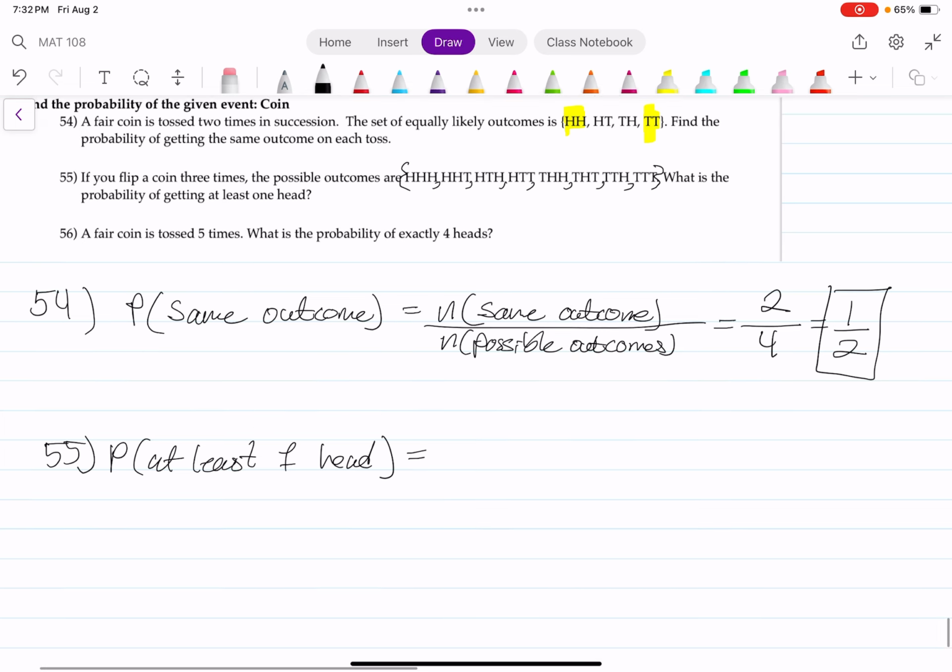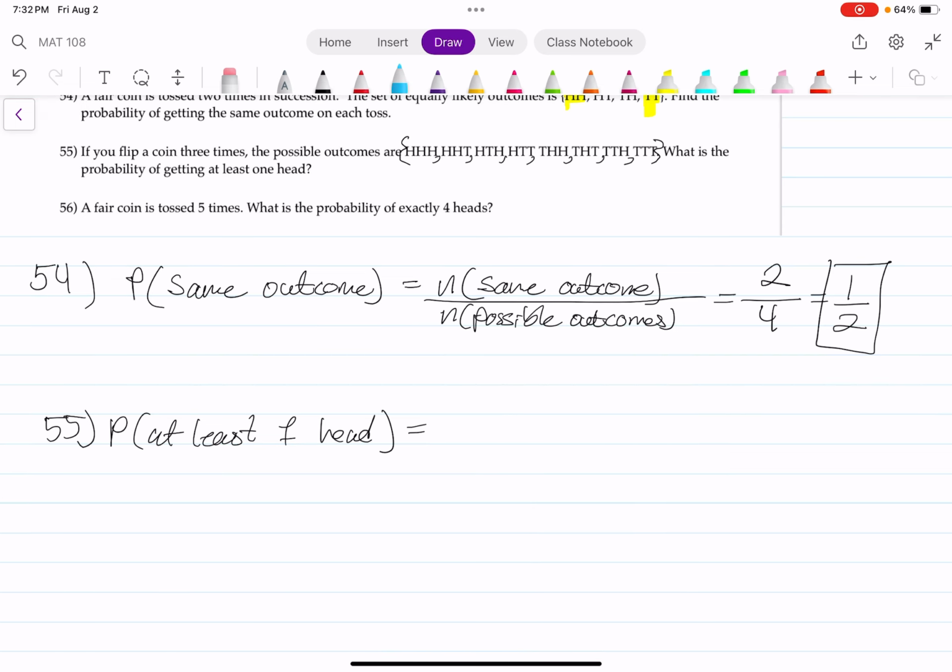First, we need to understand what the words at least 1 mean. The words at least 1 together mean 1 or more. That means 1 or more heads.